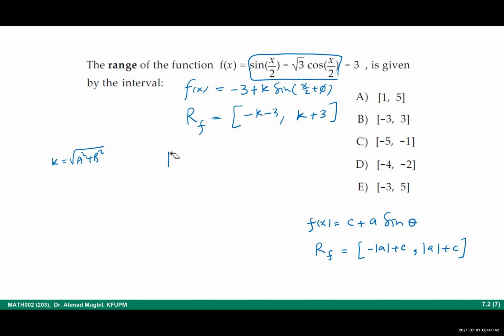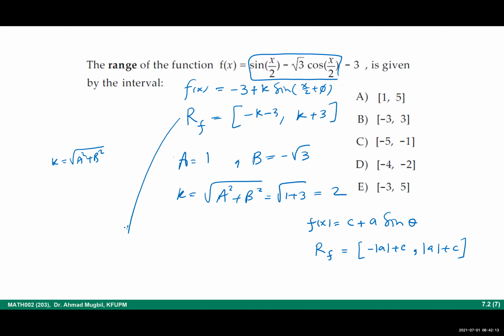Just ask yourself, what is A? What is B? And K will be the square root of A squared plus B squared. So what is A, ya shabab? A is the coefficient of sine, so it is 1. What is B? The coefficient of cosine, which is negative square root 3 over 2. Square this one, it will be 1. Square this one, it will be 3. Add them, simplify. Square root of 4 is 2.